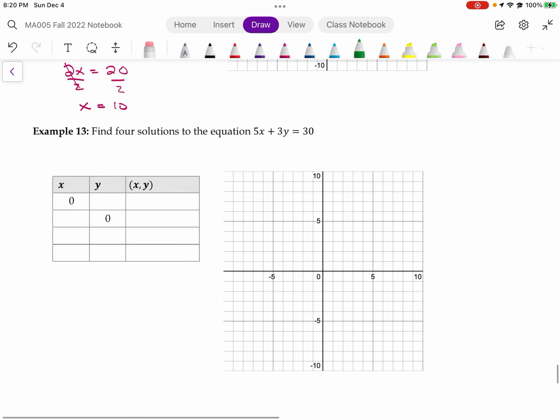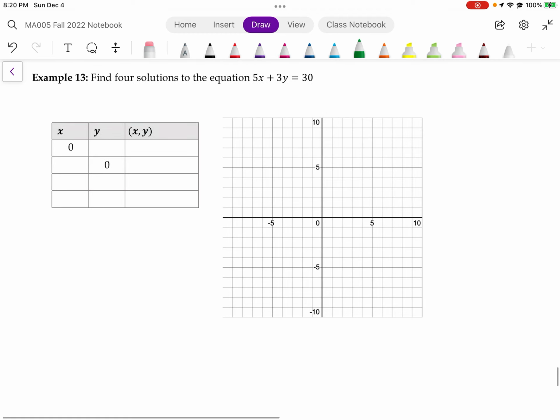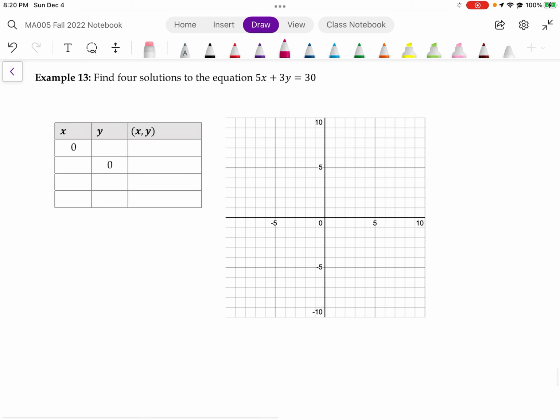All right. So find 4 solutions to the equation. Mostly I'm interested in you learning how to do the intercepts. So we're going to start with those. So x is 0 for the equation 5 times x plus 3 times y equals 30. So 5 times 0 is 0. I'm going to write it down this time so you can see what I mean, just in case you don't understand. So you don't have to say 0 plus, right? So we're going to divide both sides by 3, and I get y equals 10. All right, so y equals 10.